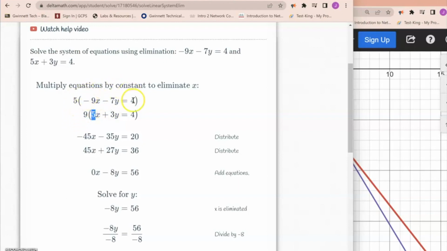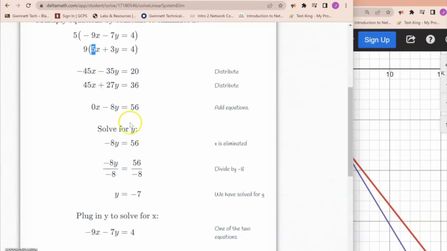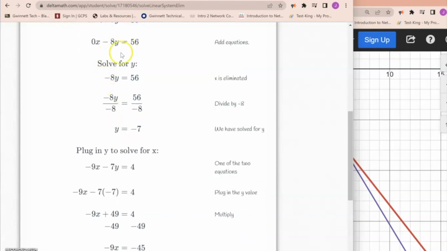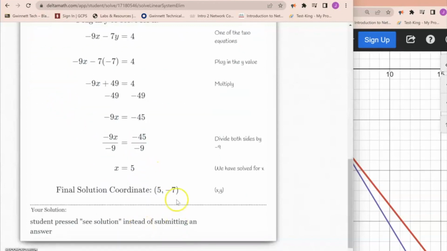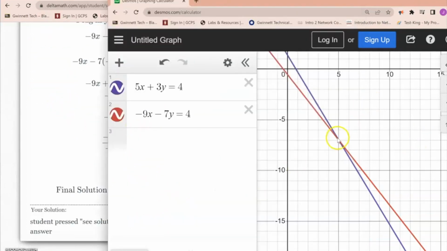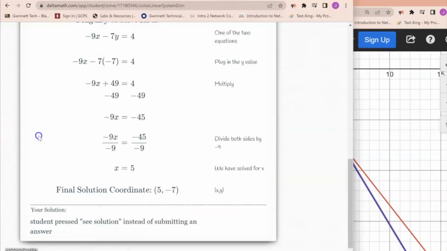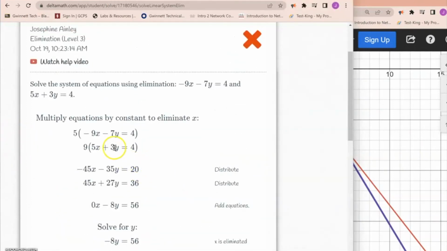Distribute it in, let me see my arrows, you're going to get this line. Distribute this in, you're going to get this line right here. Then combine them, you're going to get this line. Then solve for y, so divide by negative 8, you'll get y equals negative 7. And just like before, you plug negative 7 into any one of these equations, whichever looks easier. So you can put it right here, negative 7, and then you solve for x. So you still end up getting 5, negative 7. You can use the alternate method as well. It's just your preference.